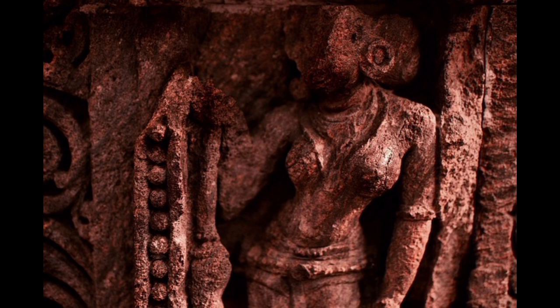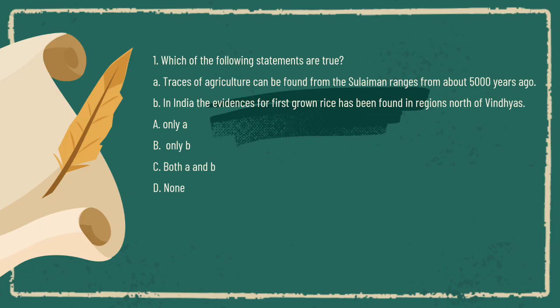Let's look at the very first question. Which of the following statements are true? A. Traces of agriculture can be found from the Suleiman ranges from about 5,000 years ago. B. In India, the evidences for first grown rice has been found in regions north of the Vindhyas.